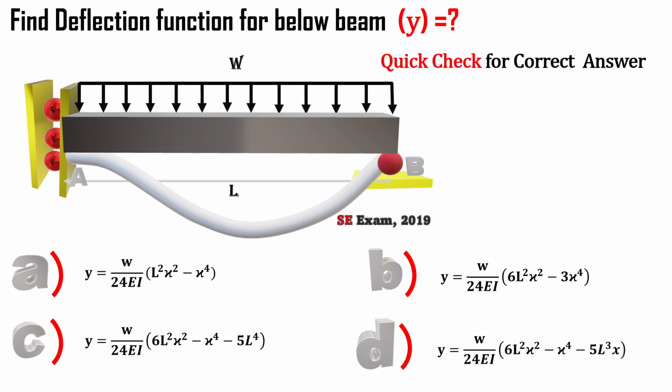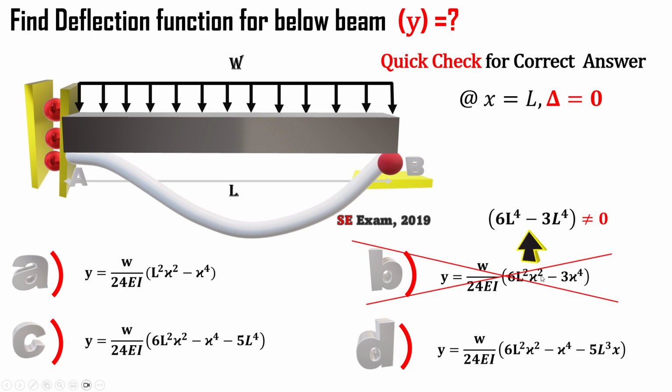At x equal to L, we don't have any upward or downward movement because there is a support here. So delta is equal to 0. Let's jump to the question. The only one which is not acceptable if you go with this term is 6L to the 4 minus 3L to the 4th, and that's not 0. So choice B is already removed from the correct answers.